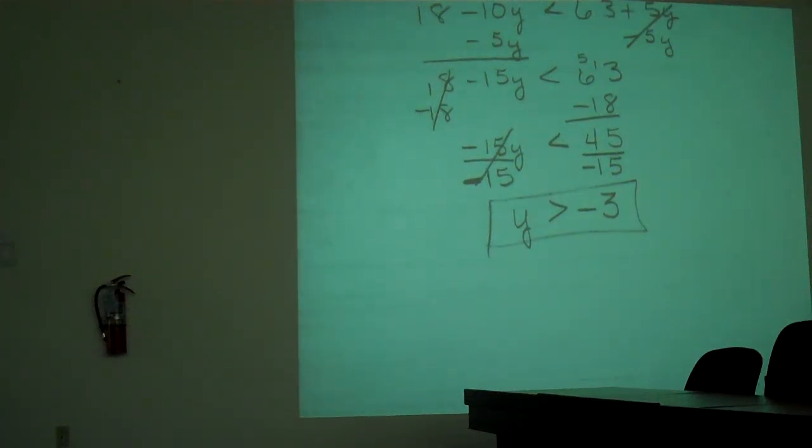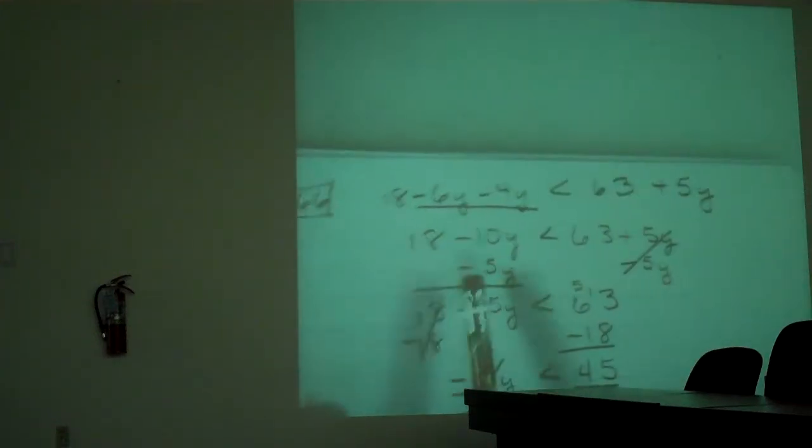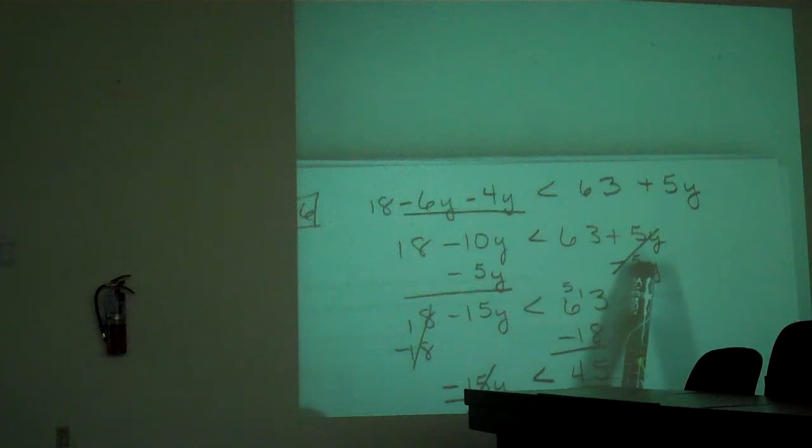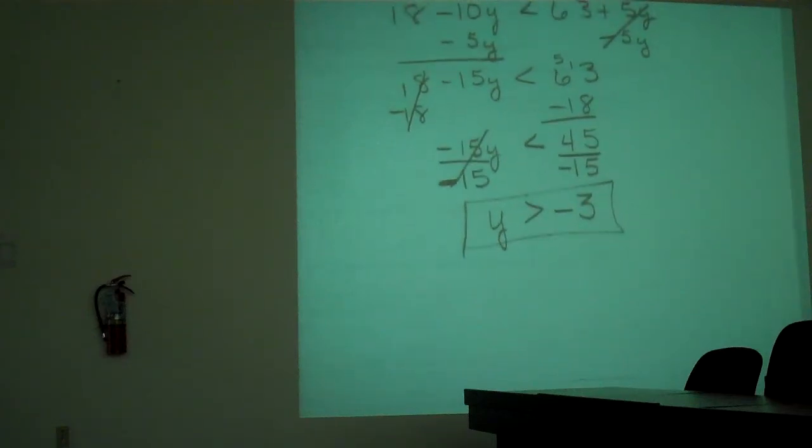If we had taken it to the other side, we would have had to flip sides. If right here we had decided to add 10y, we'd have had the y on this side, and we would have had to flip sides. And how about question 71?